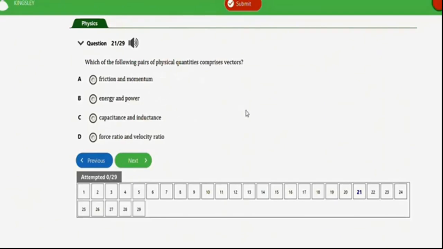Alright, the next repeated question will be this question. It says which of the following is not a vector quantity? We have altitude, acceleration, weight, displacement. The correct option is A, which is altitude.